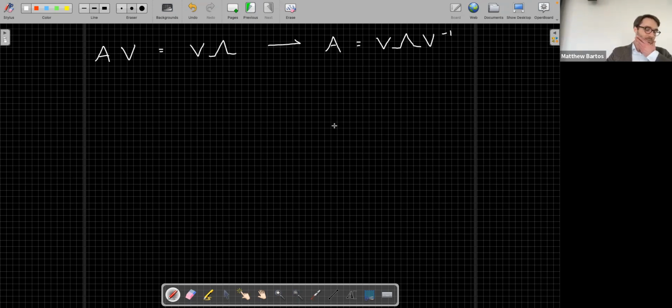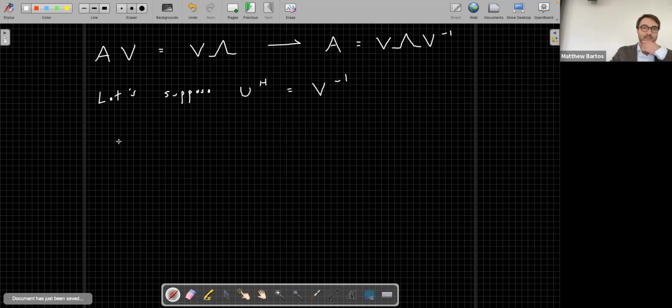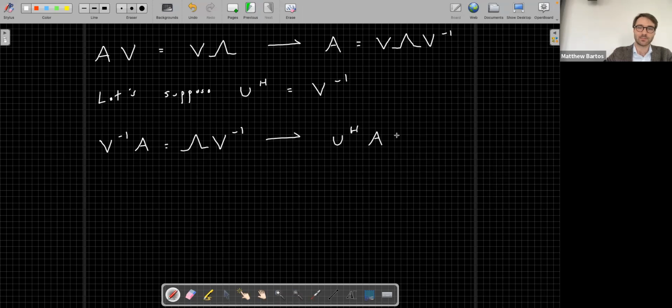All right. Similarly, we can do a similar thing for the left eigenvectors. So let's just suppose that U Hermitian transpose is equal to V inverse. We're just going to assume it. And let's go ahead and plug that into our expression here. So we have that, if we take this and we pre-multiply by V inverse and post-multiply by V, we have that V inverse A is equal to lambda V inverse. And therefore, under this assumption, we have that U Hermitian A is equal to lambda U Hermitian.